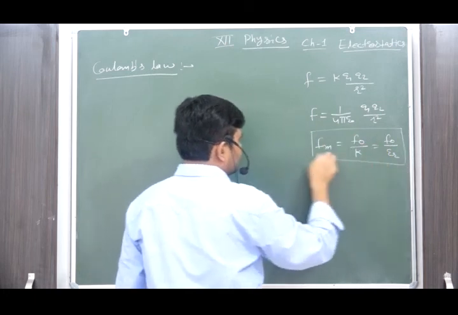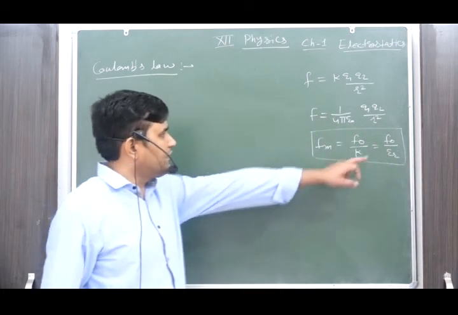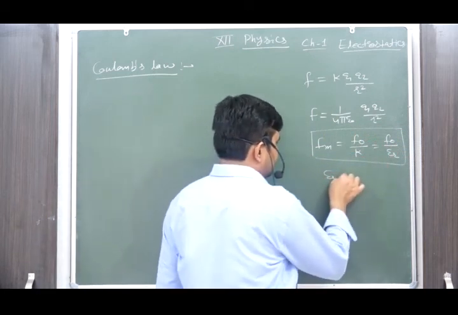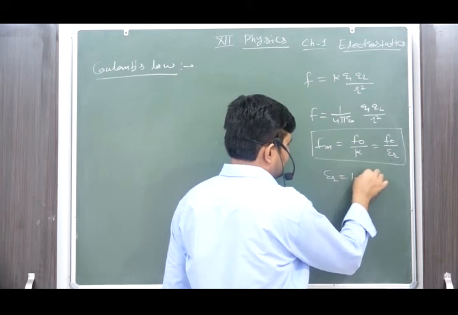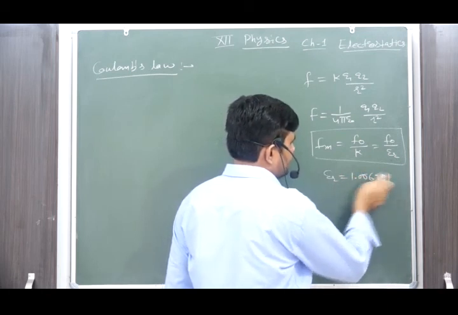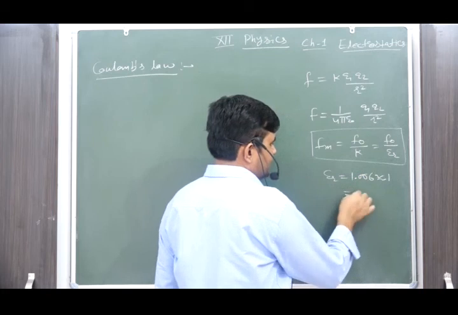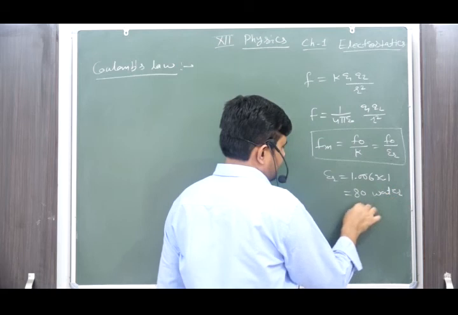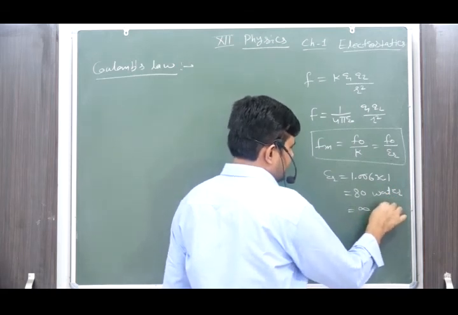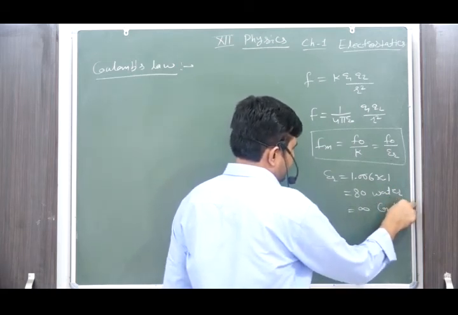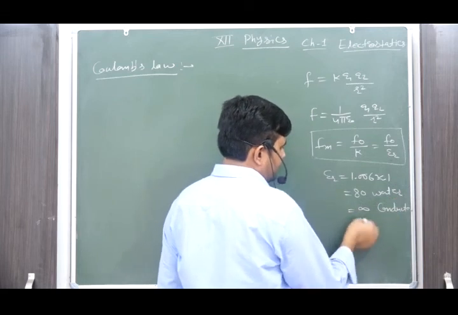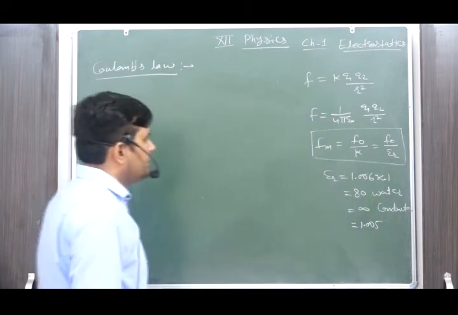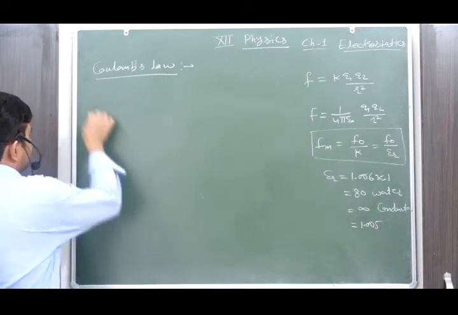And we also considered the different values of epsilon R. These values are: epsilon R is equal to 1 for free space, 80 for water, infinite for a conductor, and 1.005 for oxygen. Now we will consider a few questions.